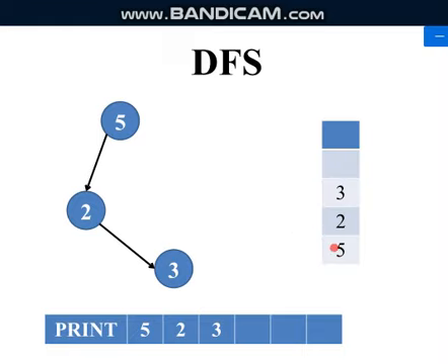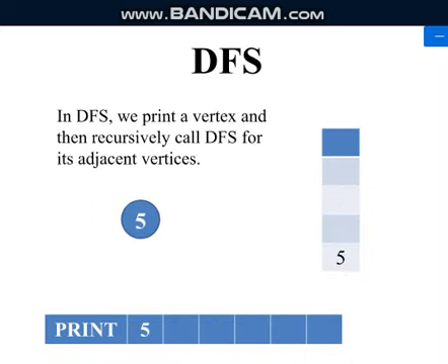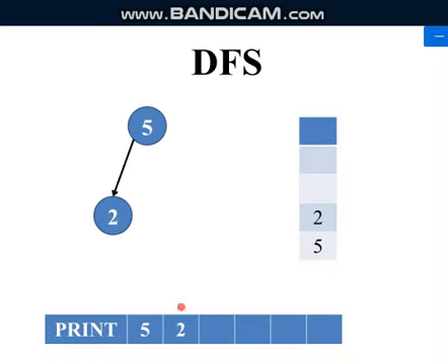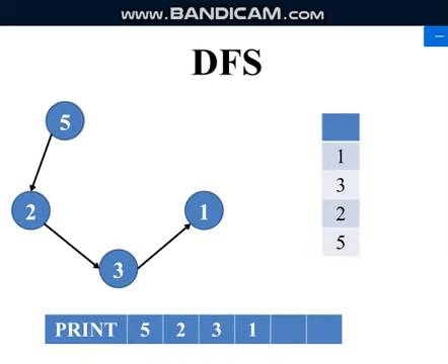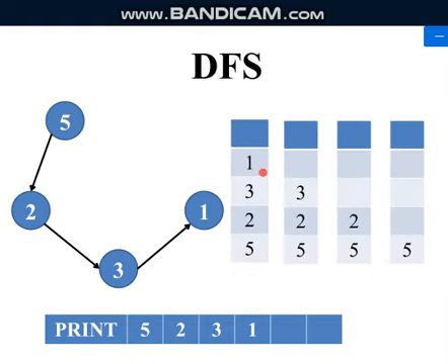So you put the elements into the stack one by one when you visit them, isn't it? 5 is visited first, so put that 5 to the stack. Then from 5 we reached 2, so put that 2 to the stack. From 2 we reached 3, so put that 3 to the stack. From 3 we reached 1, put that 1 to the stack. From 1 you are not going to reach anywhere, so we just delete that 1 from the stack.